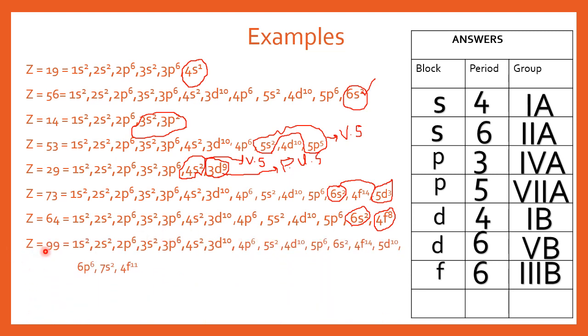Last element, atomic number 99, we don't know the name, but we have to find out the position. Looking at the electronic configuration, here you will see that the last electron enters the f orbital. That's why this element belongs to the f block. Looking at the highest number in this electronic configuration, that is 7, it means the element is present in period number 7. Now since the element belongs to the f block, we have no need to count anything, but we simply place this element in group number 3B.